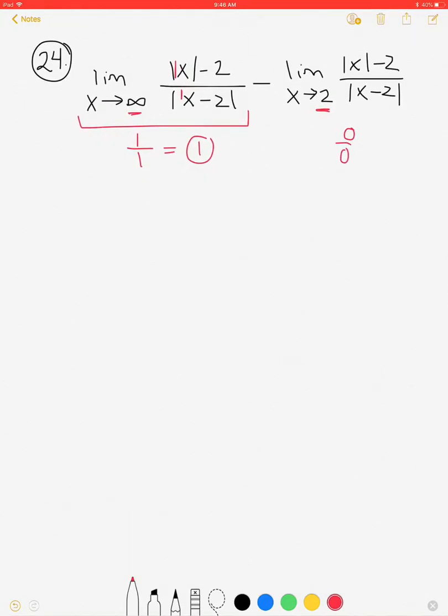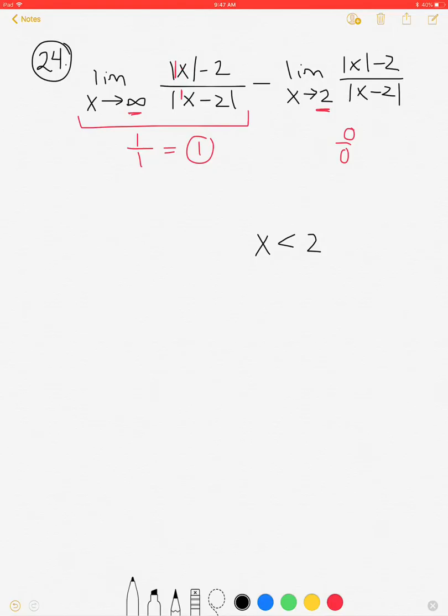Okay, now the second limit is going to give me some problems because if I plug in 2, I get 0 over 0. So it's indeterminate, so I'm going to have to do a little bit of work. So the number in question is 2, so I need to look at what happens before 2 and what happens after 2. So let's start with before 2, less than 2.